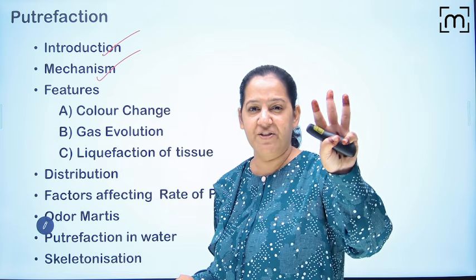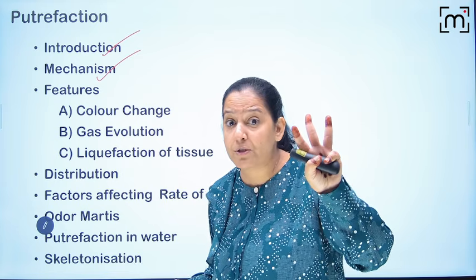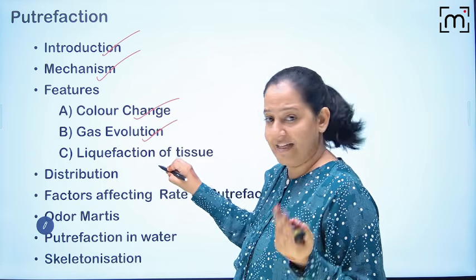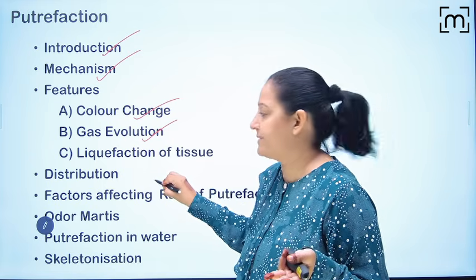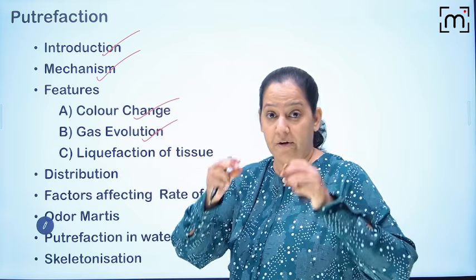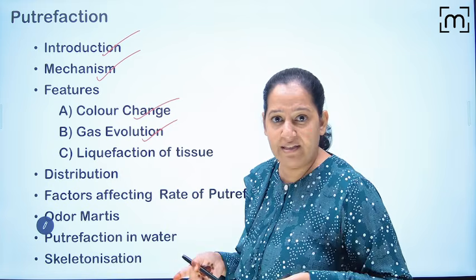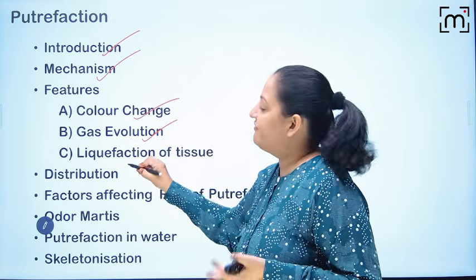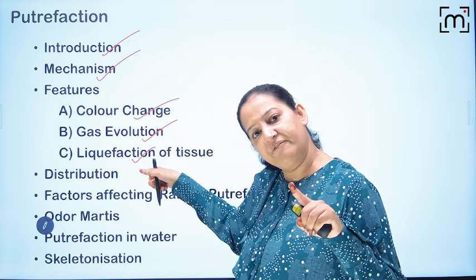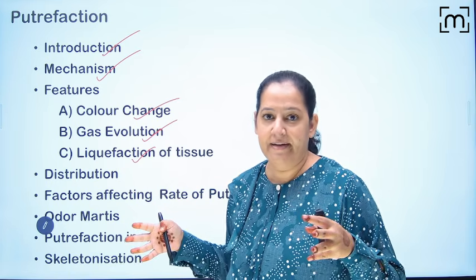There are three main features in putrefaction, the three cornerstones of putrefaction. Color change, gas evolution or gas formation: the dead body forms gases and gets distended. Sometimes rupture occurs, abdominal rupture, eye rupture, because of the gas formation. I will show you the images. And finally, the dead body gets liquefied. First color change occurs, then gas formation occurs, and finally the dead body gets liquefied.